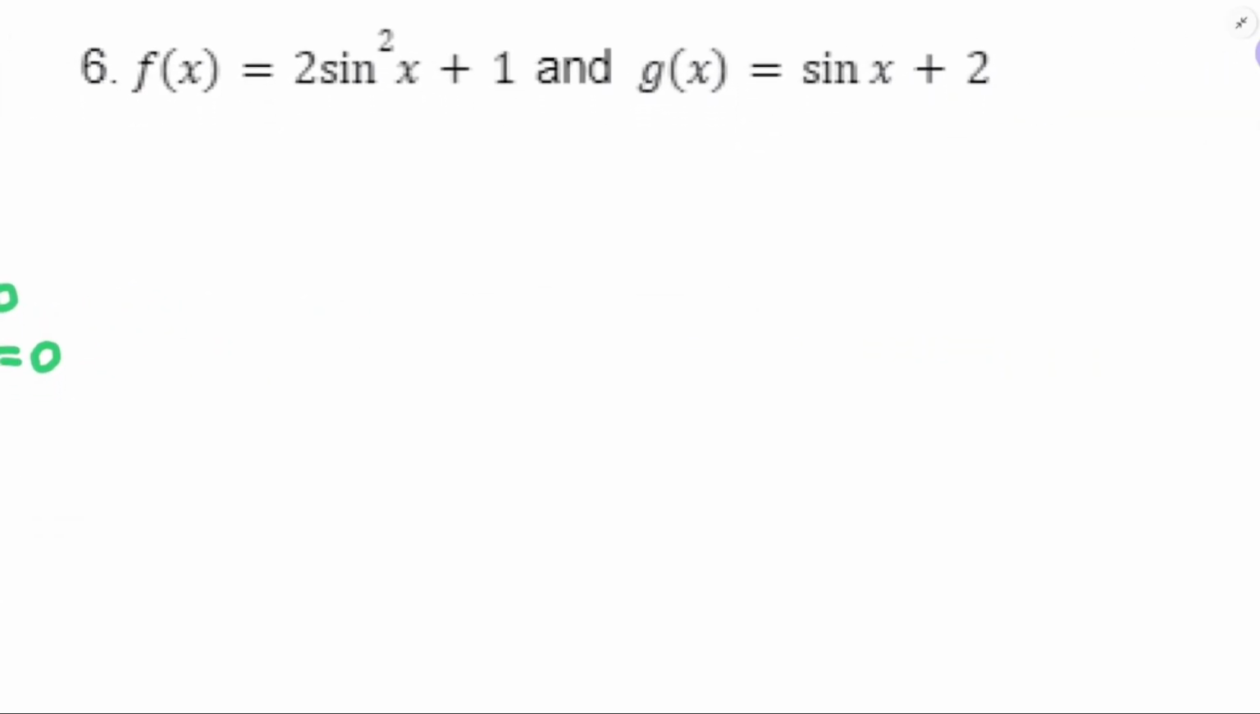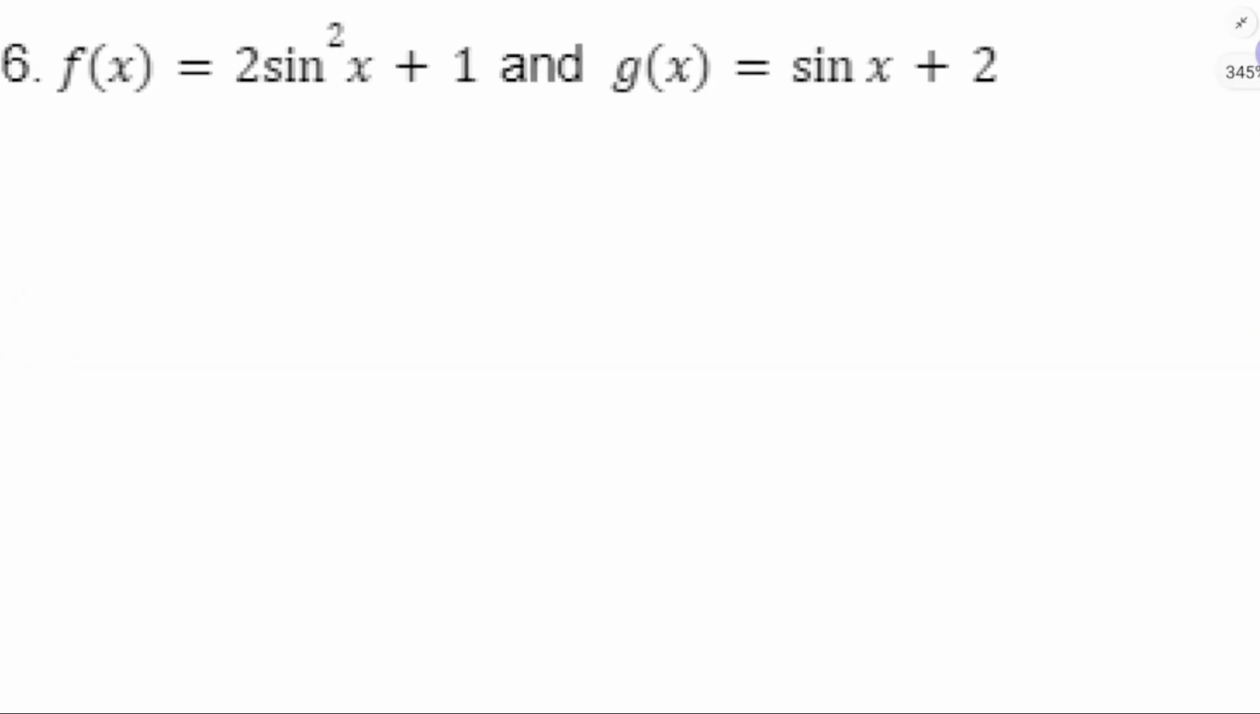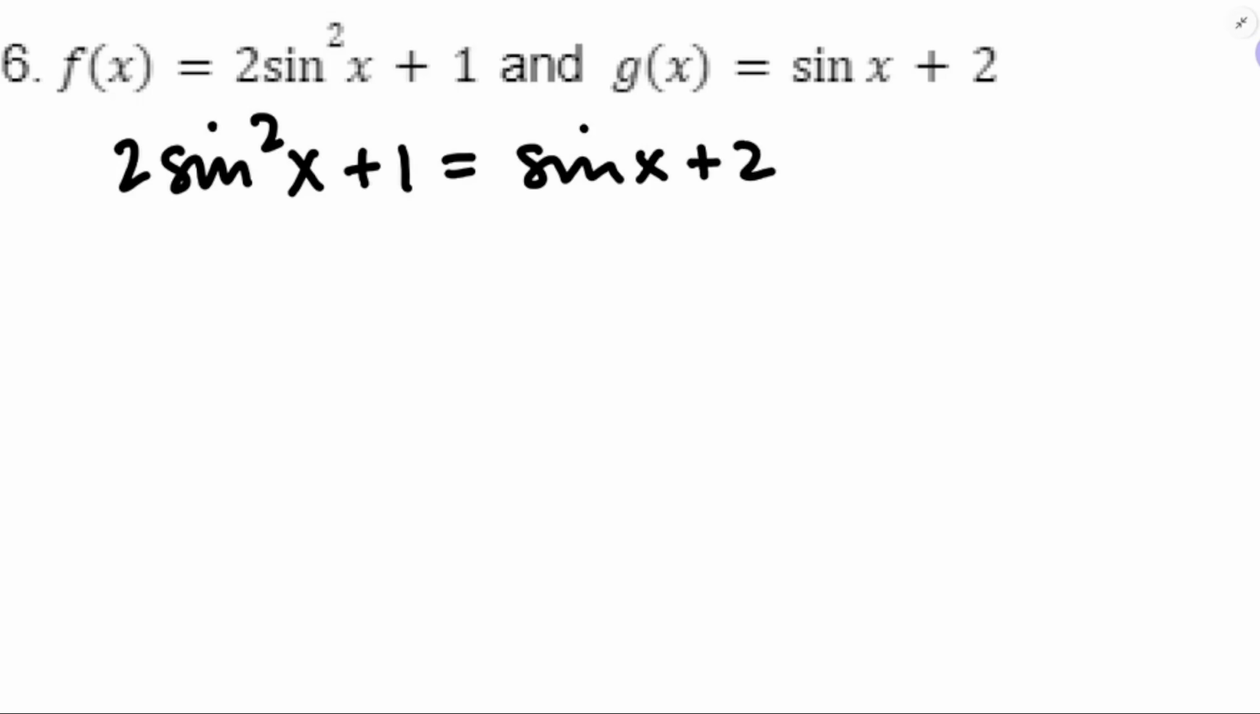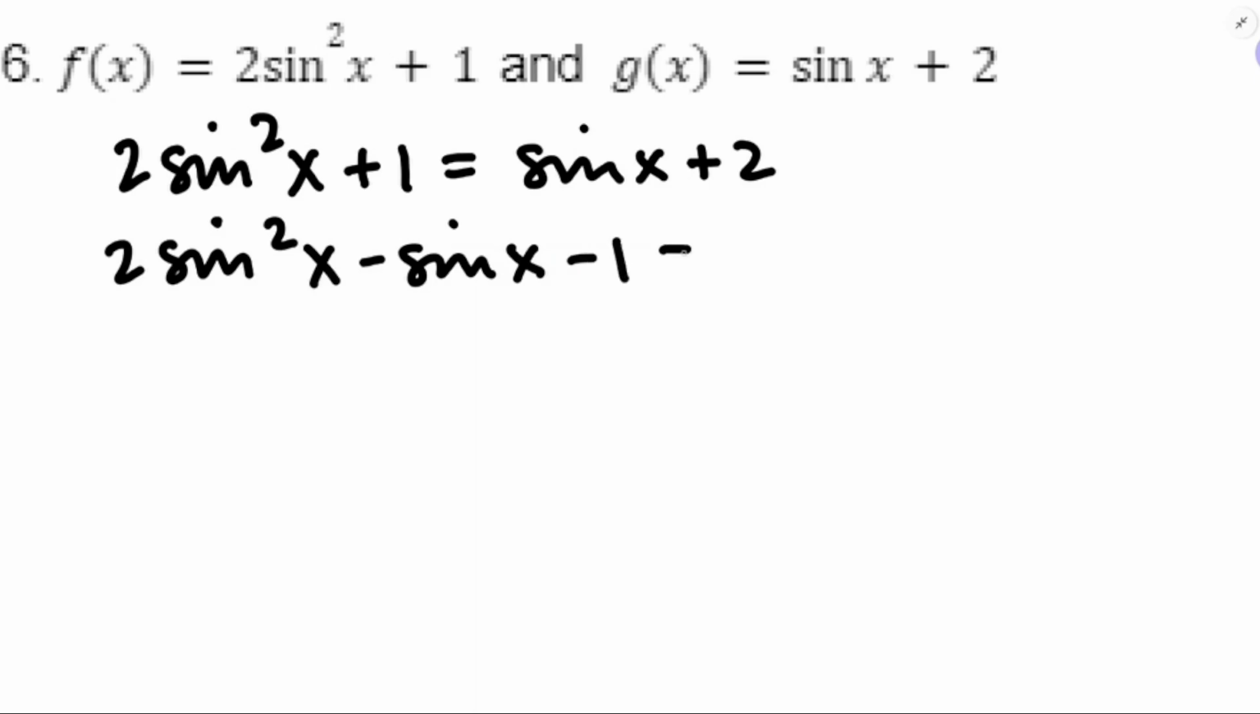The last one, this is just going to be one more with kind of standard factoring. So set them equal to each other: 2 sine squared x plus 1 equals sine x plus 2. All right, set it to 0. Okay, I'm going to need some help factoring this, so I'm going to multiply the 2 and negative 1 and think about two numbers that multiply to negative 2 while adding to negative 1. So that would be negative 2 and positive 1.